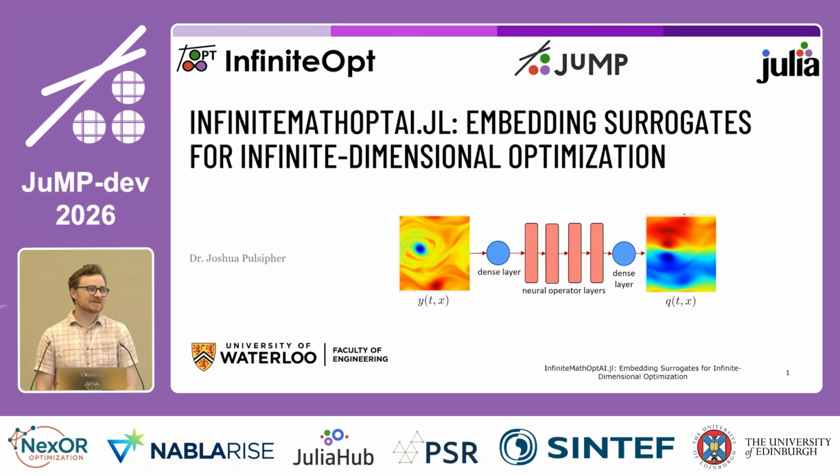So today I'll be talking about InfiniteOpt and MathOptAI coming together, and what InfiniteMathOptAI is, and how this can be useful for taking machine learning models and putting them into optimization problems in chemical engineering. We often use these as surrogate models, which is where I have the word surrogate there.